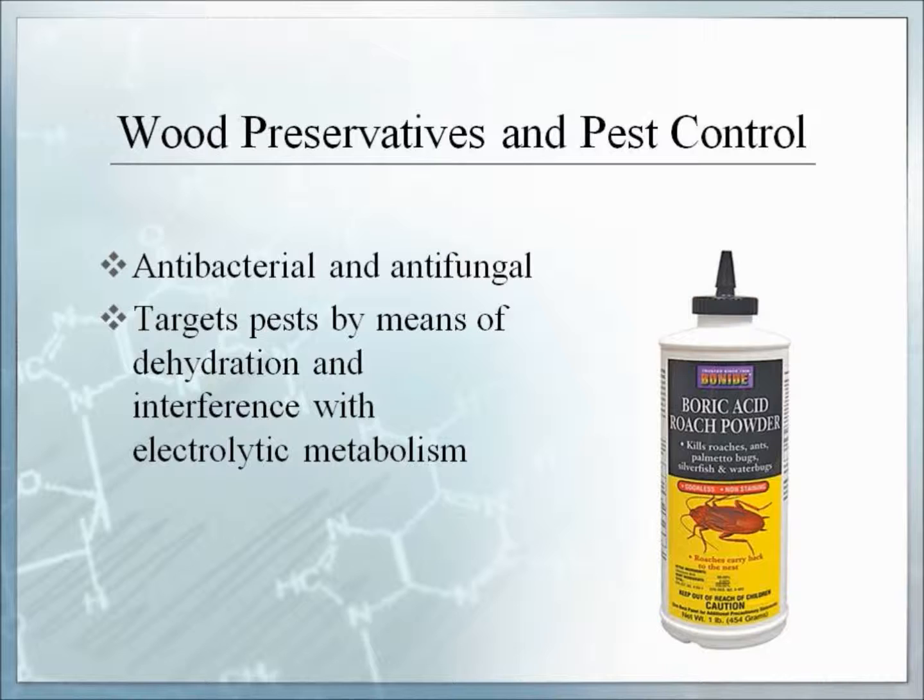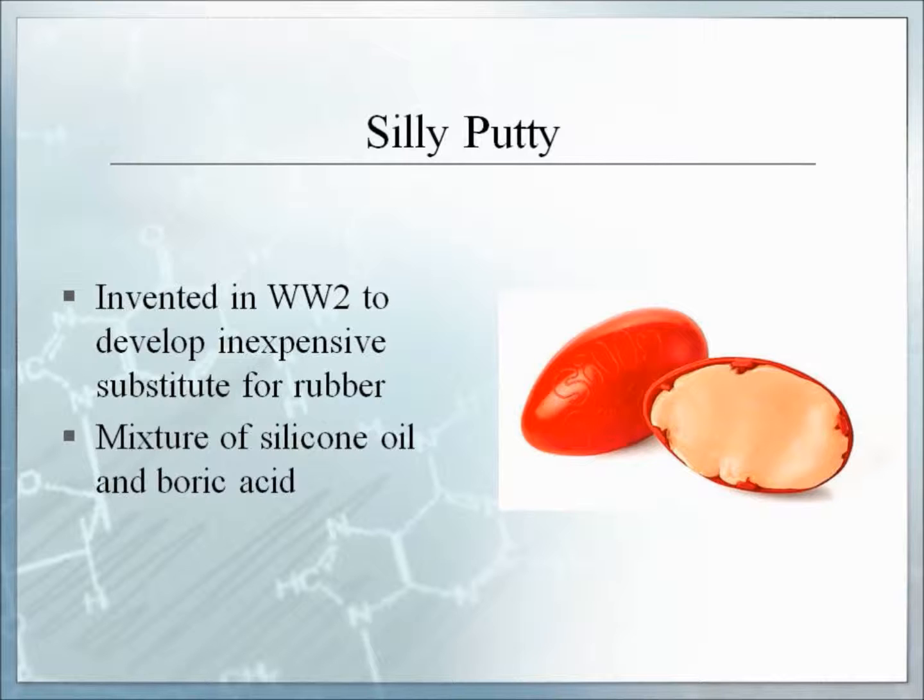Boric acid is not highly toxic. In fact, it's often found in nature. Rather, it acts as a desiccant that dehydrates many insects by causing tiny cracks or fissures in their exoskeletons. This eventually dries them out. Boric acid also interferes with a very simple electrolytic metabolism. Interestingly, silly putty, a common toy, was originally invented as a substitute for rubber. It's a mixture of silicone oil and boric acid.